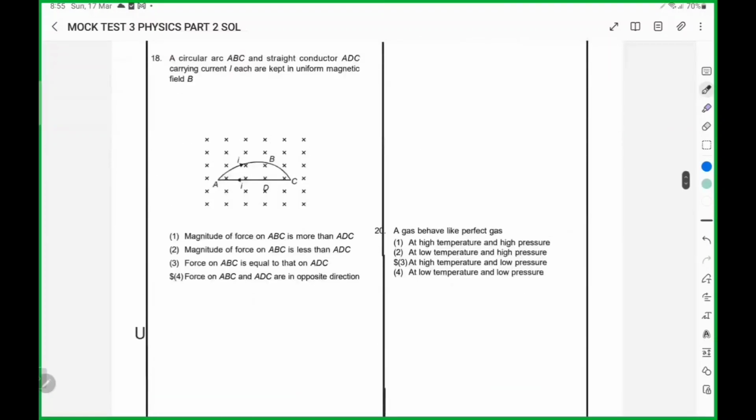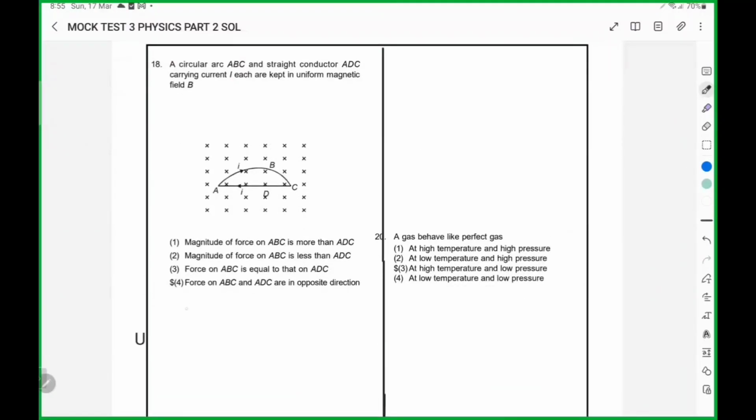Here, force on a conductor is calculated by using the formula I L bar cross B bar, where L bar is a displacement vector. If you consider force on wire ABC, we will not consider the path, we consider only the displacement. So the force on ABC will be I times AC bar cross B bar, along the path ABC.